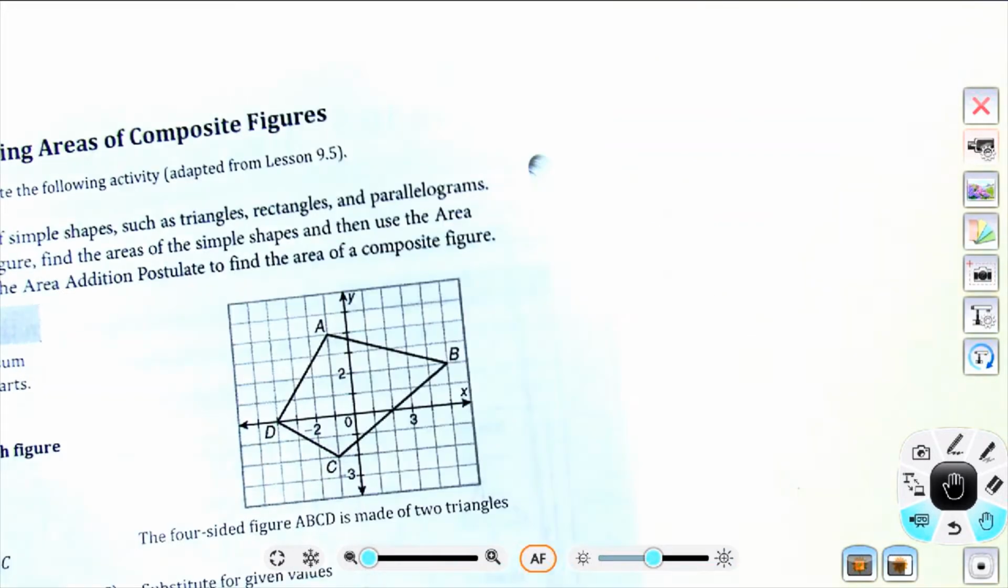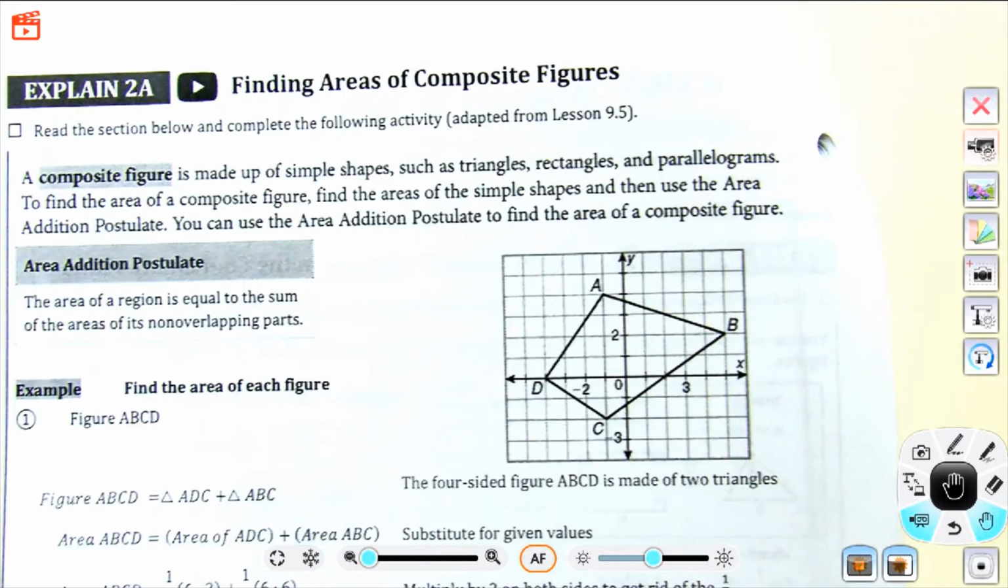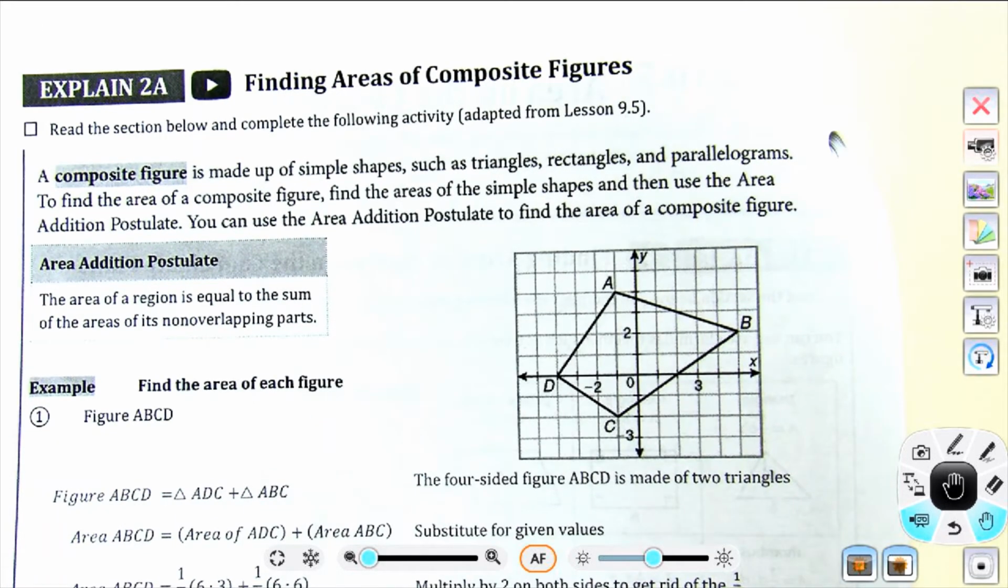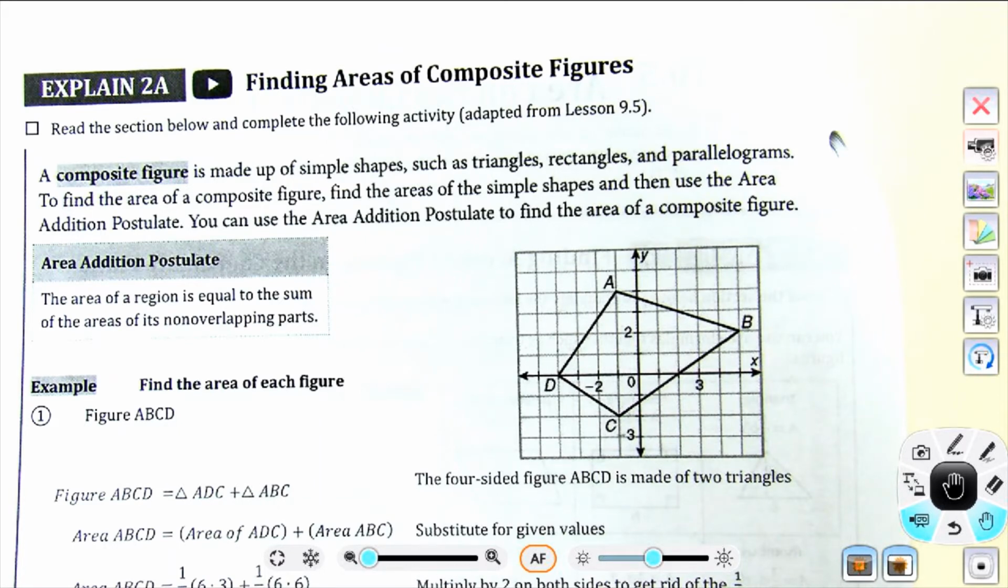Okay, so the next part of this lesson is finding areas of composite figures. Let's talk about the definition of a composite figure. A composite figure is made up of simple shapes such as triangles, rectangles, and parallelograms. To find the area of a composite figure, find the areas of the simple shapes and then use the area addition postulate.